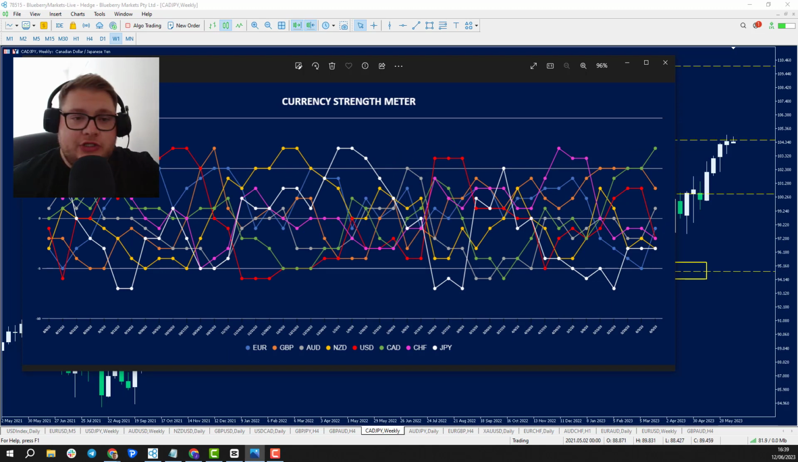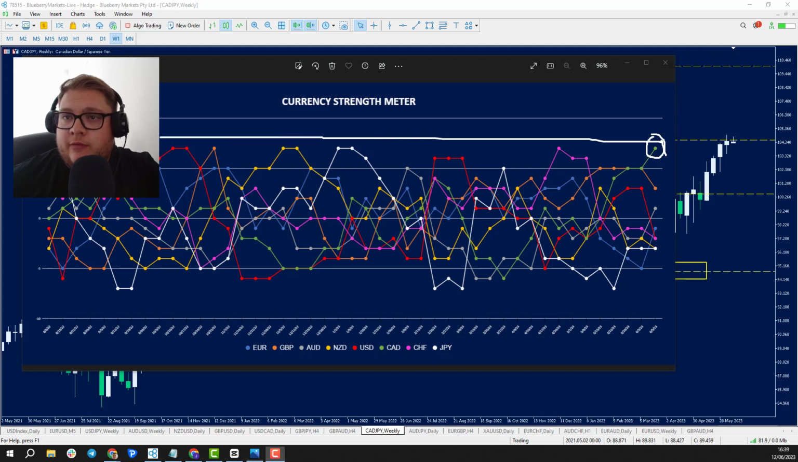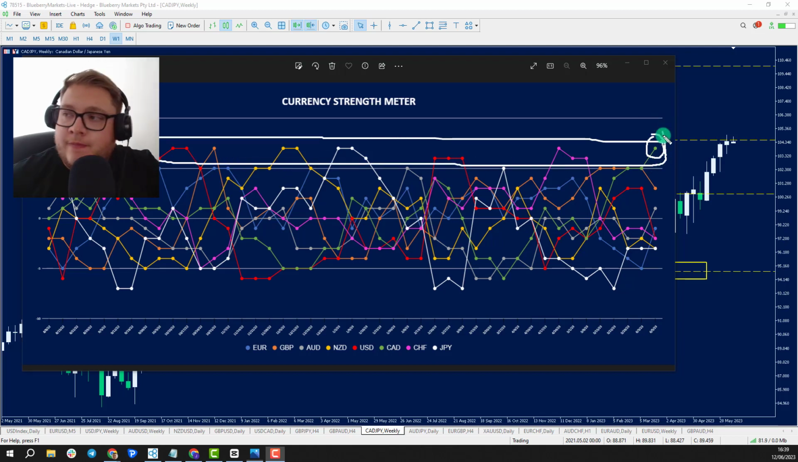If we bring in the currency strength meter here, we can see that it is showing the CAD as the strongest currency, at +7. If I just highlight what typically happens when a currency is in this zone, we often get a reversal. So what I'm really looking for is the Canadian dollar now going to start to weaken, and will that see CAD yen start to press to the downside?